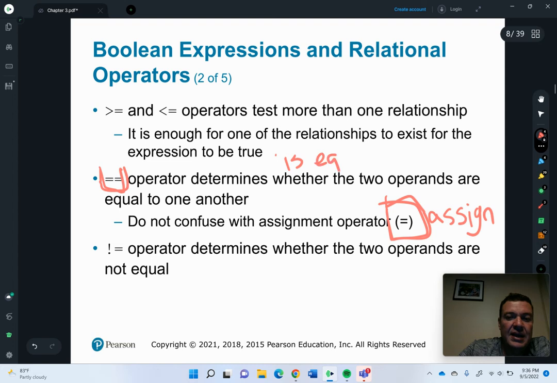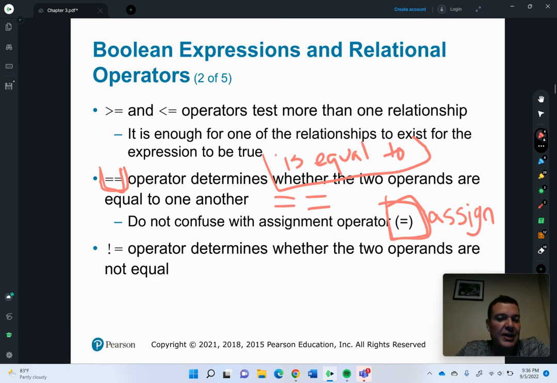Is equal to. Because it's is equal to, it has to be more complex than just one equal sign. It's the two equal signs. Again, three words helps me remember that it's two equal signs. That may not work for you. That's just one of the ways I've always remembered it. And then the opposite of that is the is not equal to. The bang, which some people call an exclamation point, is what tells us that this is the not equal to.